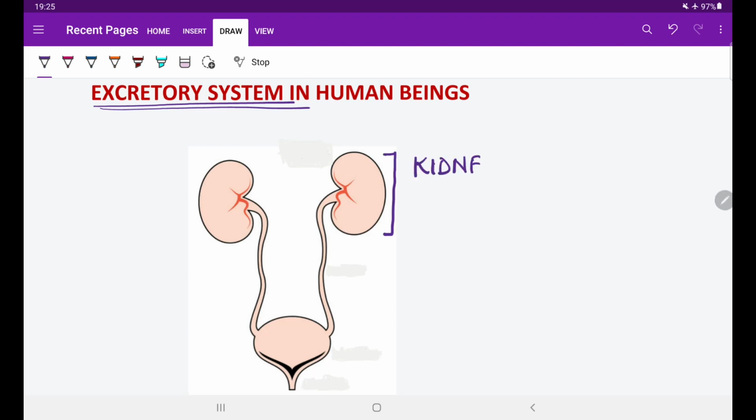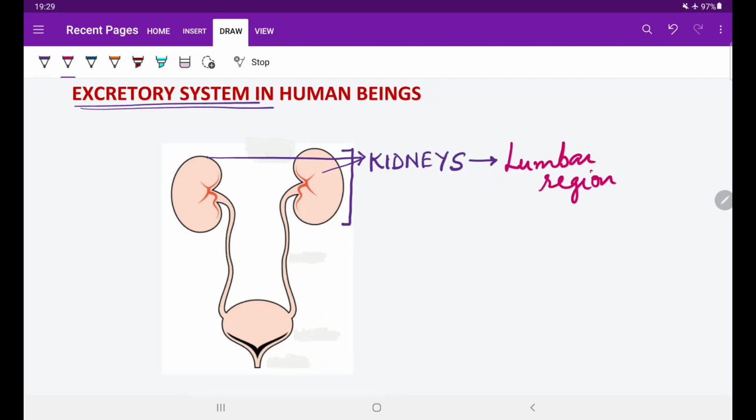Here we find that human beings and all mammals have two kidneys. So we can say that a pair of kidneys is present in human beings. Kidneys are present in the lumbar region. If you study the skeletal system and the vertebral column, there are 5 lumbar vertebrae labeled L1 to L5. The human kidneys are present in the region of these 5 vertebrae. So, how many kidneys are present? They are 2 in number, that is, 1 pair.